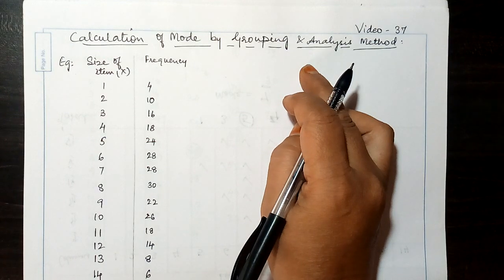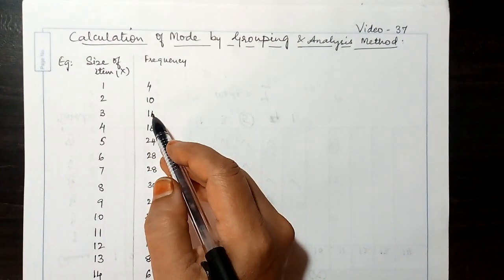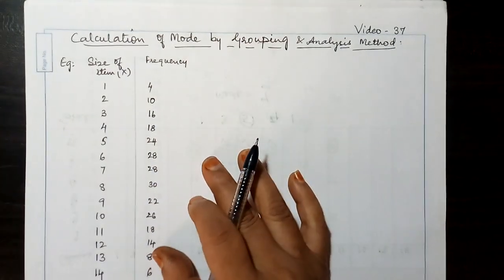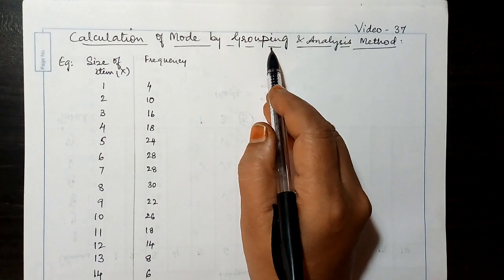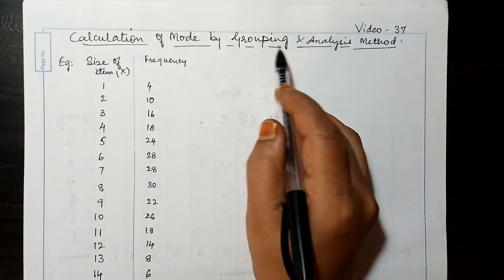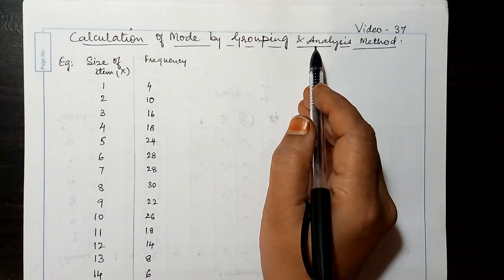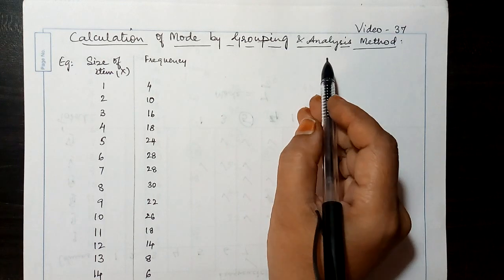In discrete series, we know we are given the size of the item and also the frequency. So here we will need to make two tables. One, a grouping table, and second, the analysis table. The grouping table will help us form the analysis table, and the analysis table will help us to find out the mode. So let's get started.